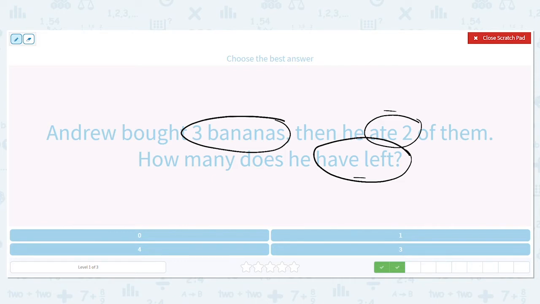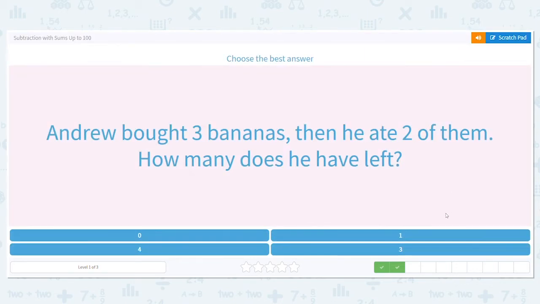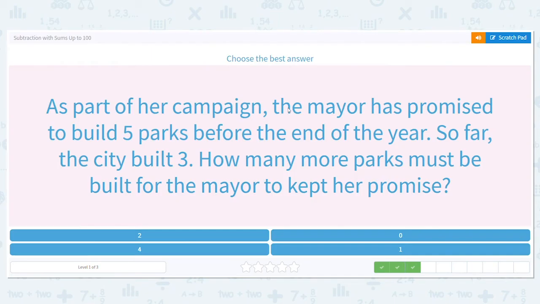So what am I subtracting? 3 minus 2 equals what? What is 3 minus 2? 1. He only has 1 banana left.